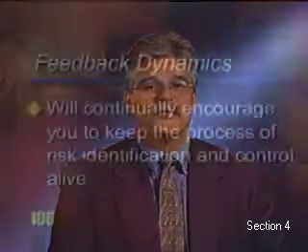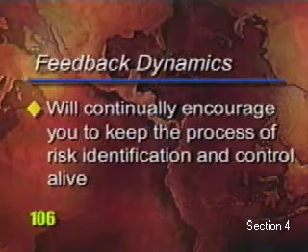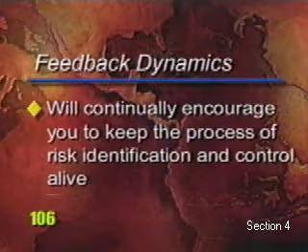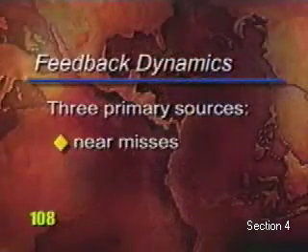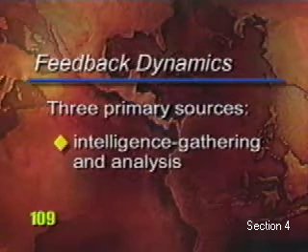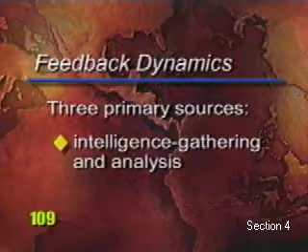The effort you employ to recognize and control risk is not static. As with any systems approach, there are feedback dynamics that will continually encourage you to keep the process of risk identification and risk control alive. You will find that events, near misses, and intelligence gathering and analysis are 3 primary feedback and analysis sources. It has been proven unwise to ignore events that you may have weathered or those that have occurred to others. It is further unwise to dispense with the lessons of near misses, which are harbingers of things to come, and to waste intelligence gathering, whether passive or active.